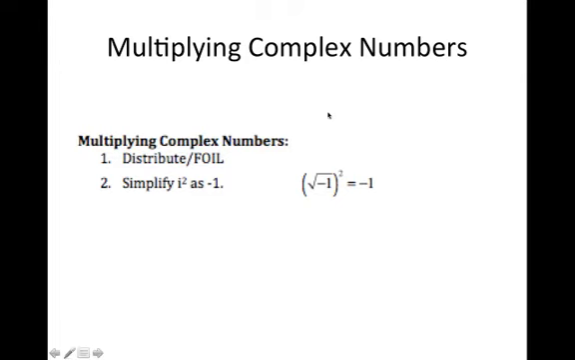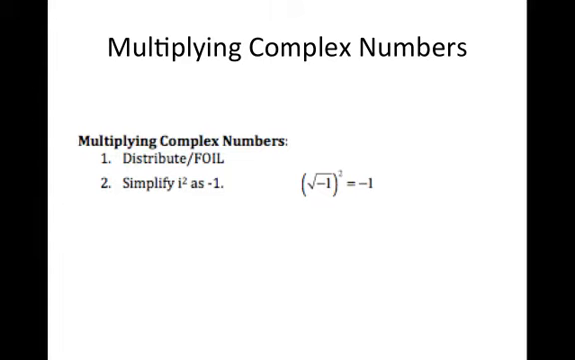This is video number 2, so we're picking up with multiplying complex numbers. When you multiply complex numbers, you're going to distribute or FOIL. You can almost treat i like it's a variable, even though it's not. It's the imaginary unit, but you can treat it that way. The only thing is that you're going to simplify. Anytime you see i squared, you're going to simplify it as -1, because again, i squared equals -1. If we take the square root of -1 and we square it, the square and square root cancel, and we get -1.